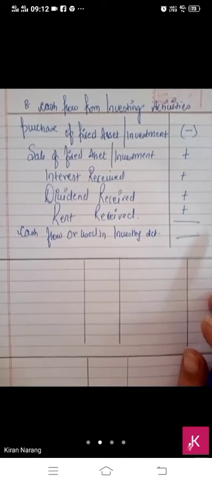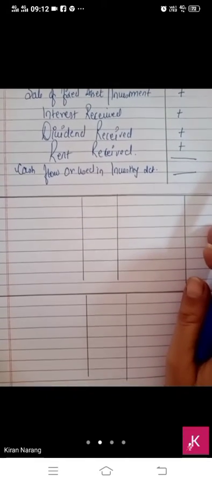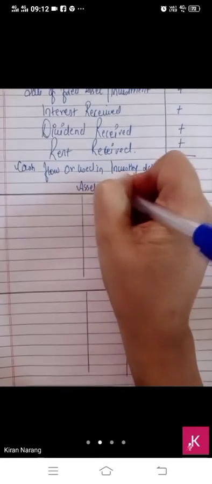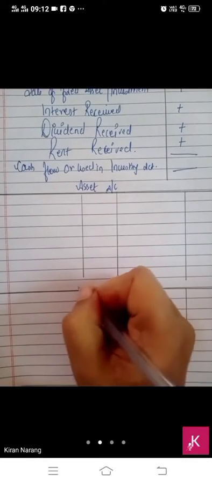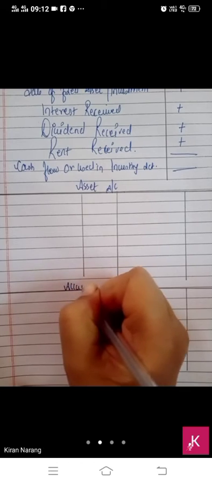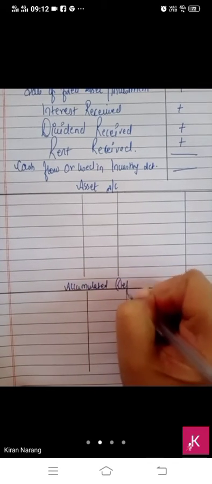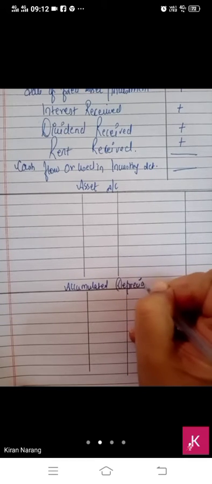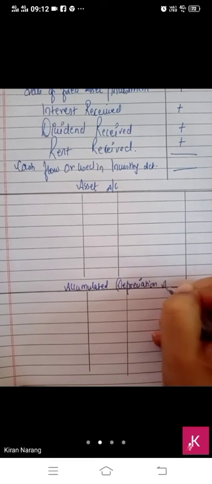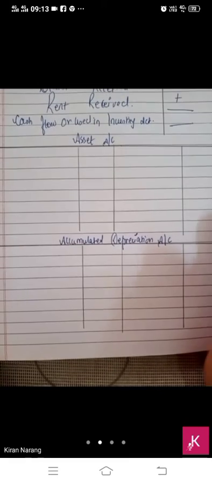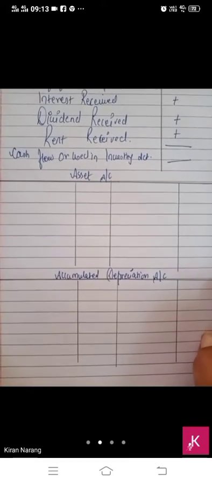Now you have to make few accounts. Asset account or investment account. Then accumulated depreciation. Accumulated means the depreciation of past years, collective depreciation. Two accounts we have to make now: asset account and accumulated depreciation account.